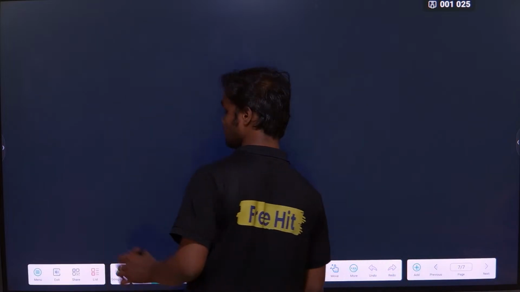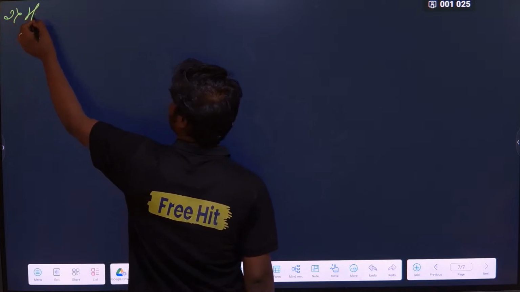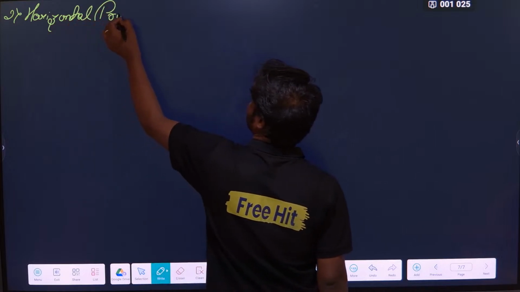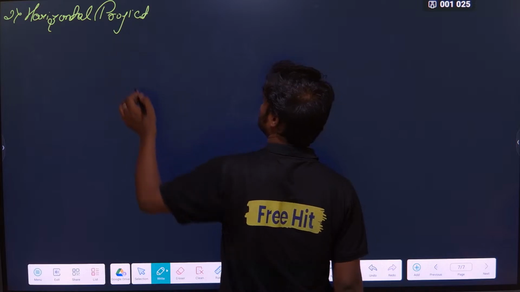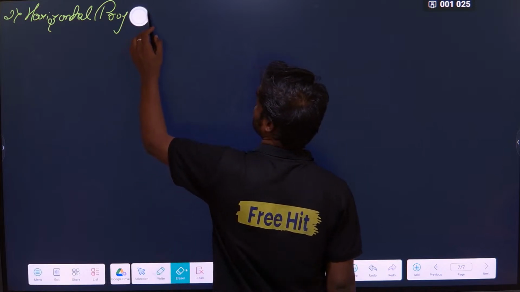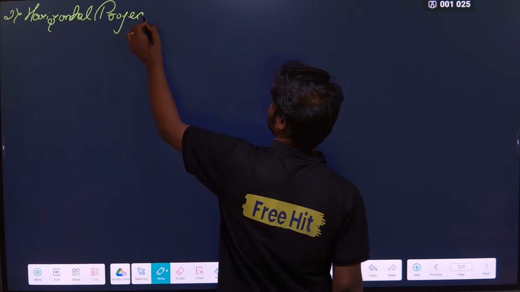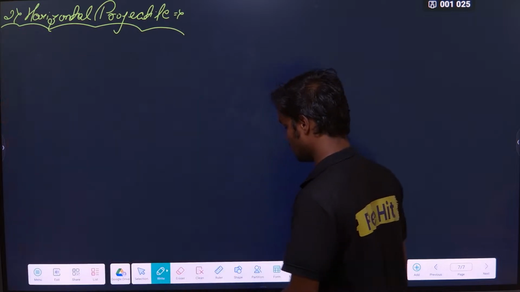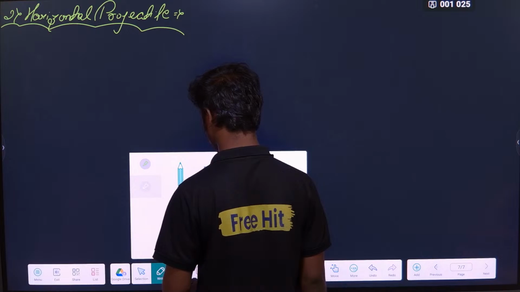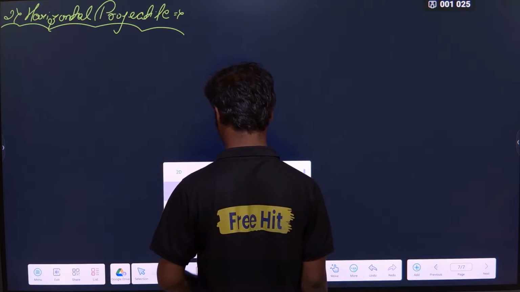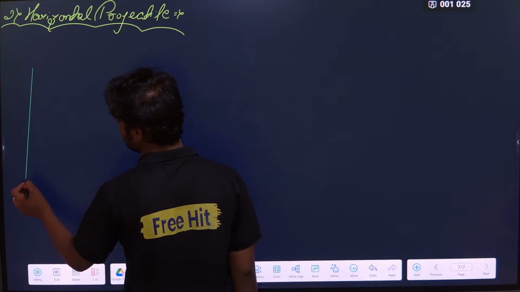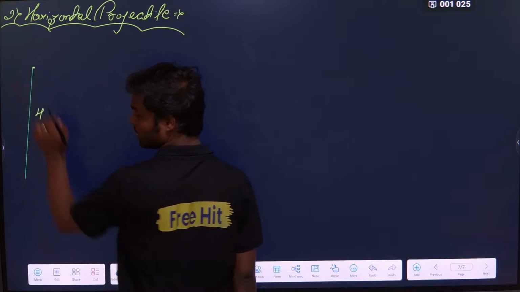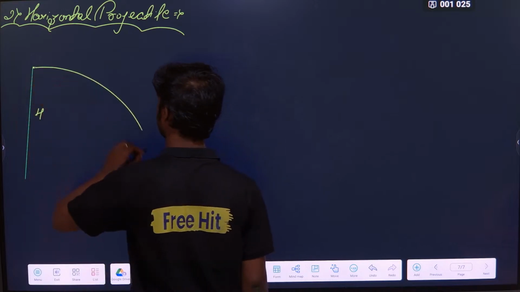Okay, now the next case is the horizontal projectile. Next case is the horizontal projectile. So let us consider a building which has a height h. Okay, height is h, and suppose at this point I am throwing an object like this, so it will come like this, correct?